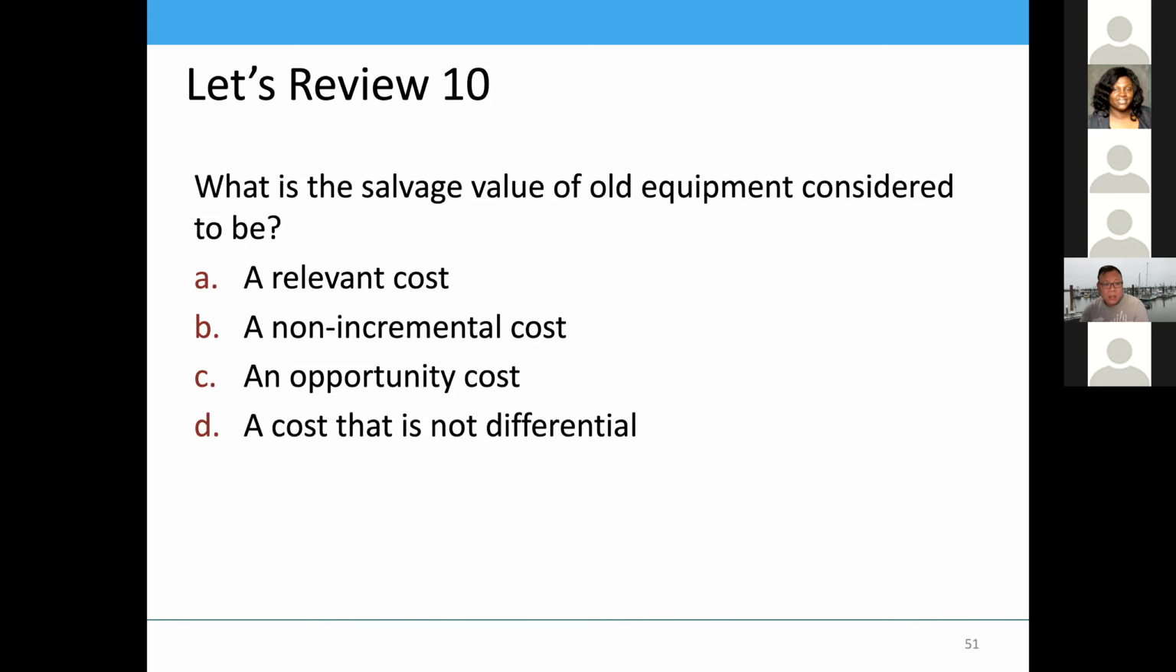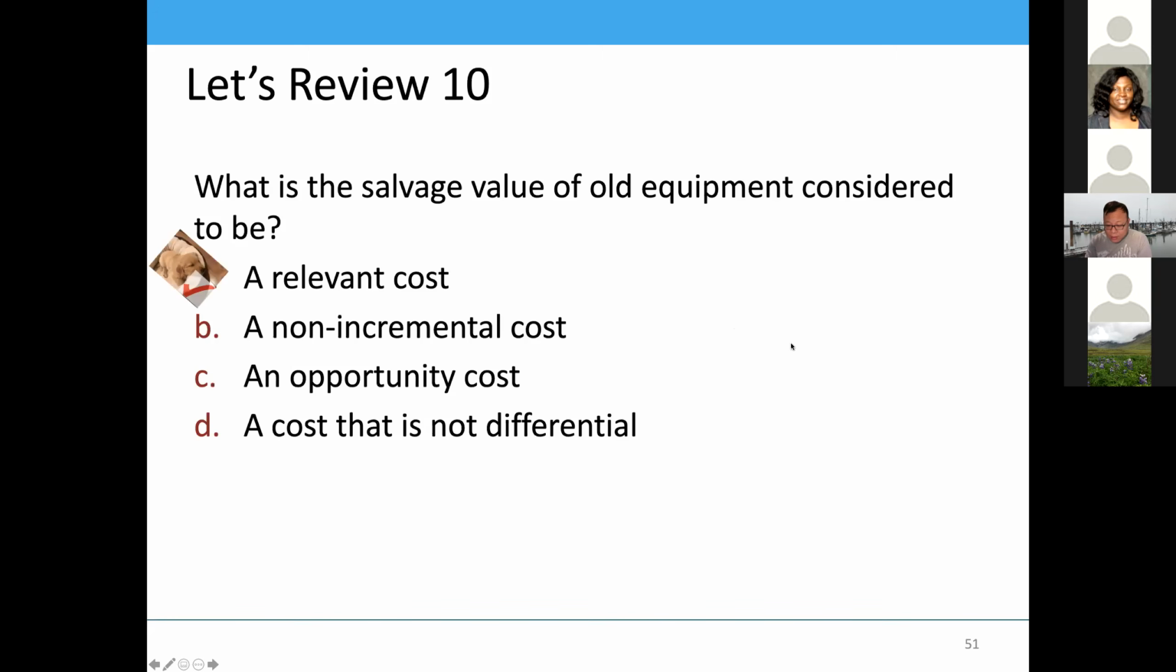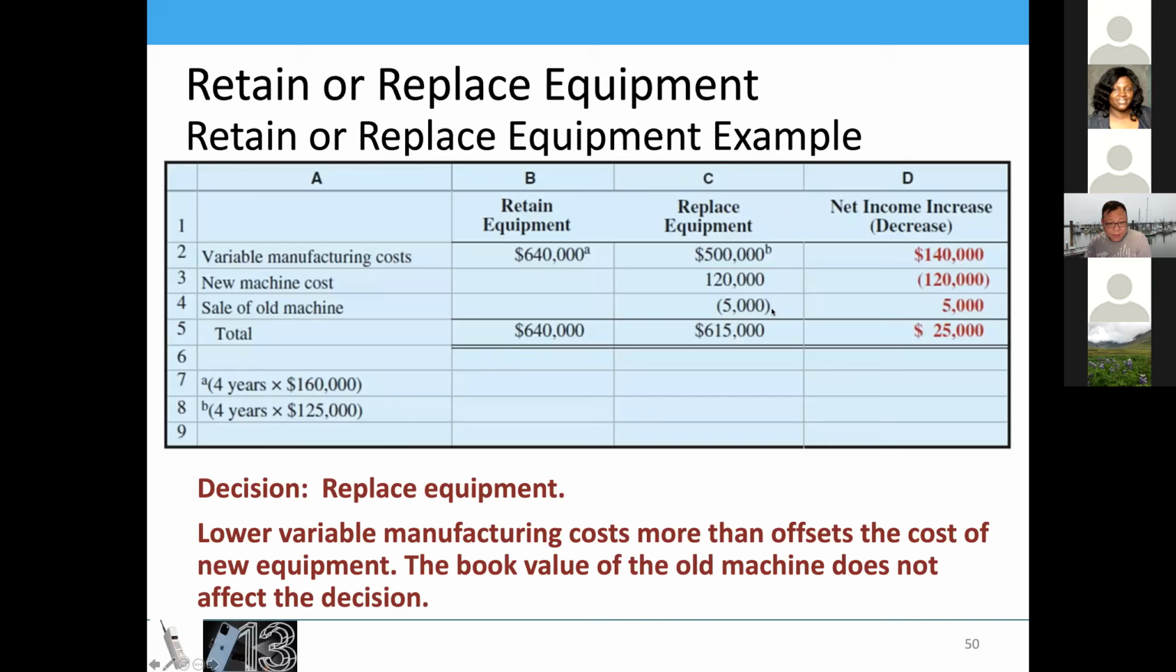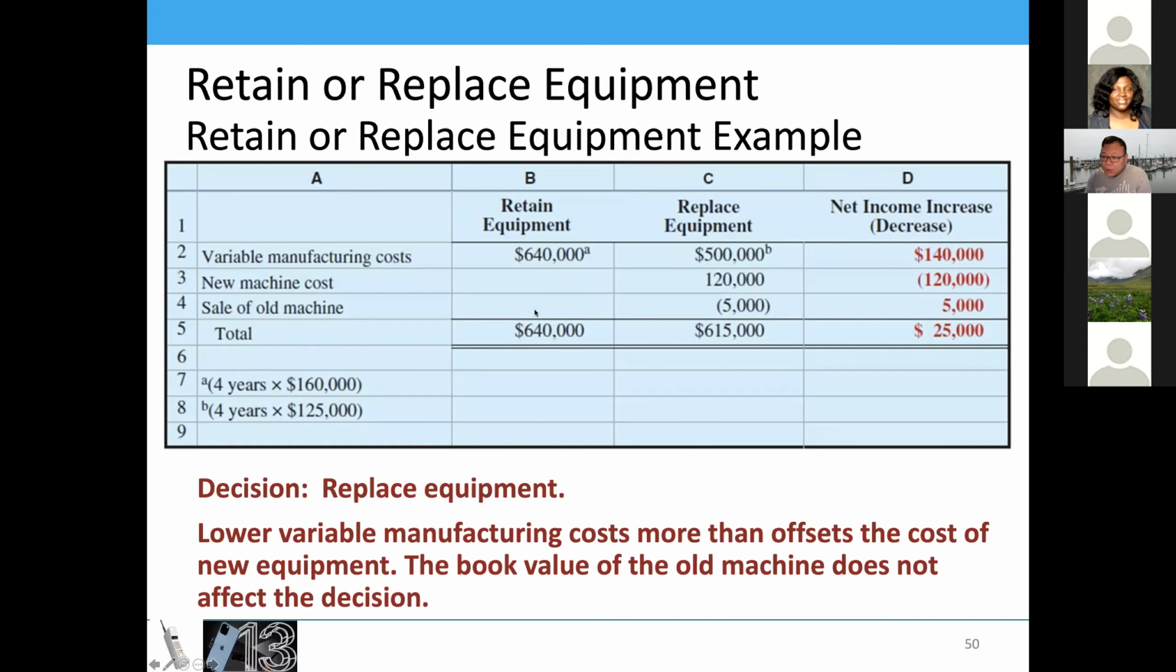It's a relevant cost, right? Because you can see on the last slide, I include this number in my analysis. So on this slide, this is the incremental analysis. You can see that this salvage value, the 5,000, is included, because it's relevant. Why? If you retain the equipment, you will not sell it, so you won't get the $5,000. But if you replace the equipment, you are able to sell the old one to get $5,000. So you can see this number varies across the alternatives. Therefore, this is a relevant cost.